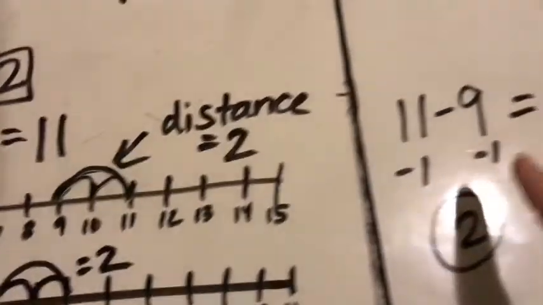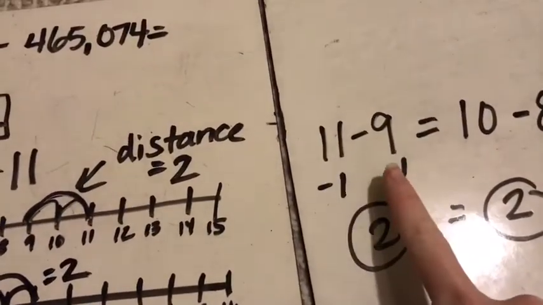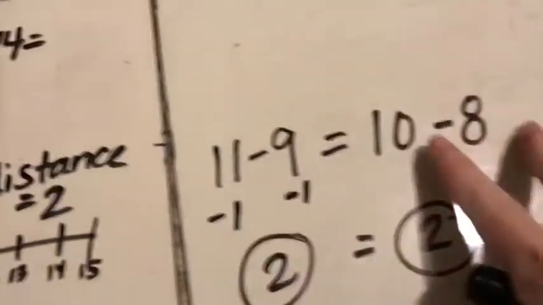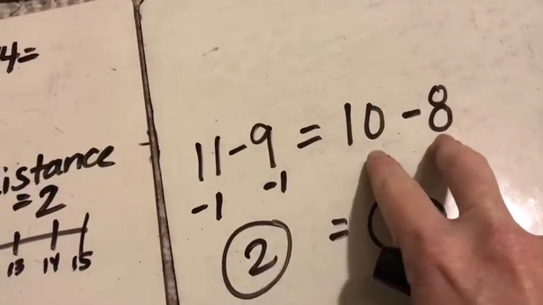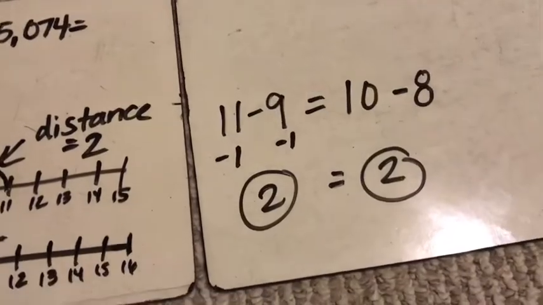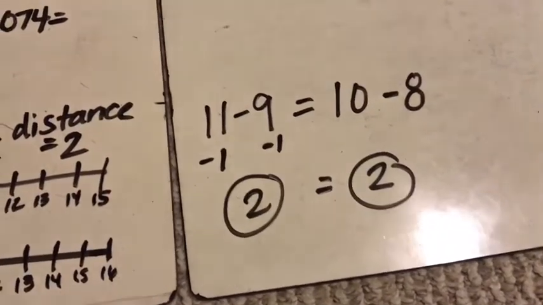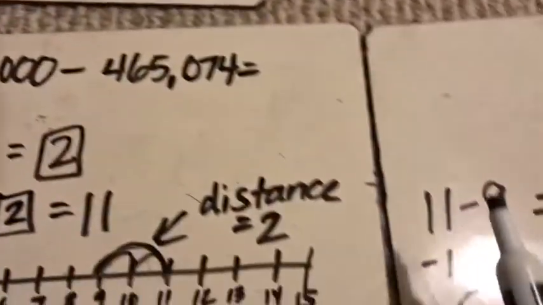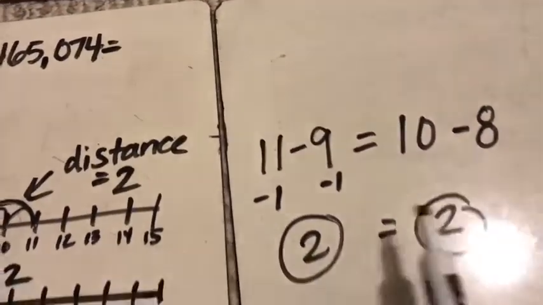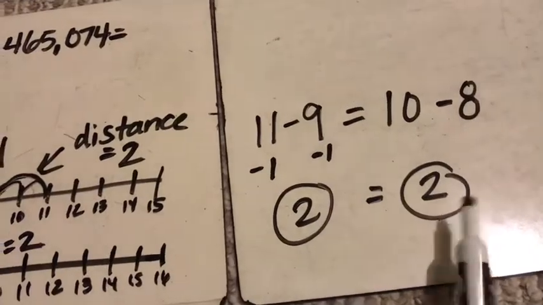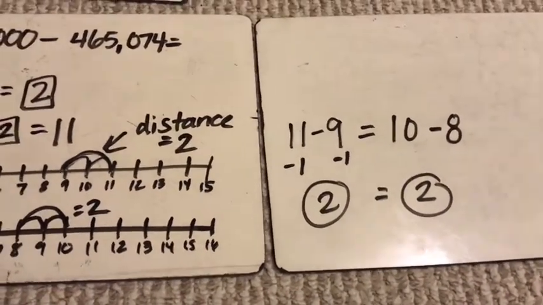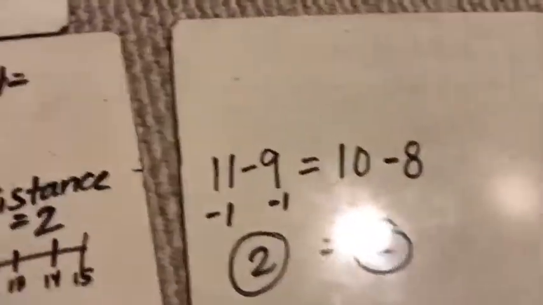So if I change these numbers in the same way, the distance or the space between the two numbers in my equivalent number sentence will be the same difference or distance apart. That's why I call this using a constant difference. I'm creating that equivalent problem because the difference is going to be the same. So I can use this strategy even with larger numbers. Let's show how you can use it. It's going to make this a lot easier.